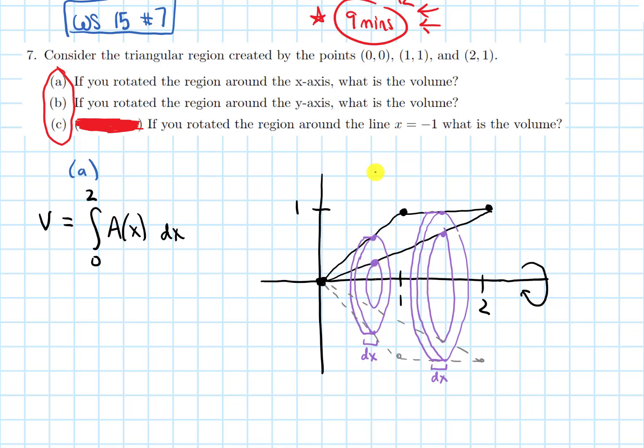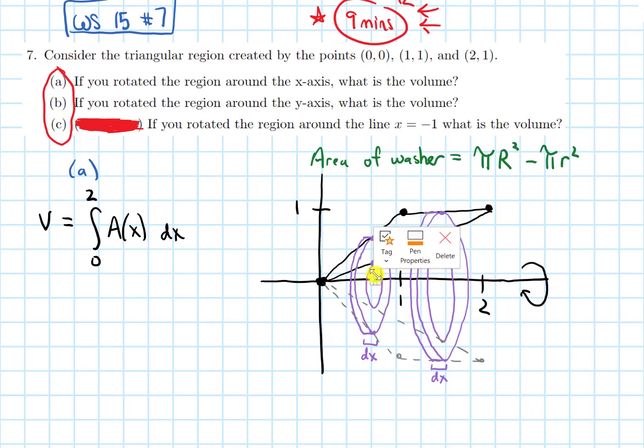So these shapes are what are called washers. So the area of a washer, that's a circle with a smaller circle inside that's missing, is pi big R squared for the big radius, and then minus pi little r squared for the small radius. Okay, so if I draw in the big radius and the small radius in the first cross section, so here to here, this would be the little radius, and then from here to here, this would be the big radius. All right, so we get this integral from 0 to 2.